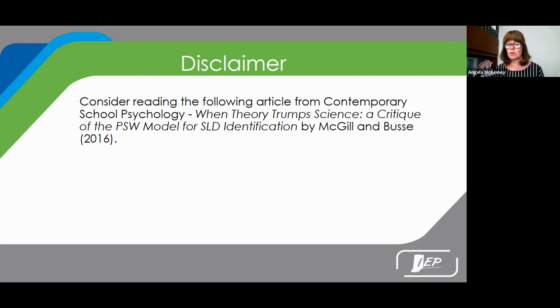When we can't do it right one way, we have to do it some way. We have to evaluate students, and this is the best that we've got. So you have to make up your own mind about what you're going to do in your particular situation. This is a short article, but it's pretty good about laying out this battle that's out there. So you can look that up on your own.